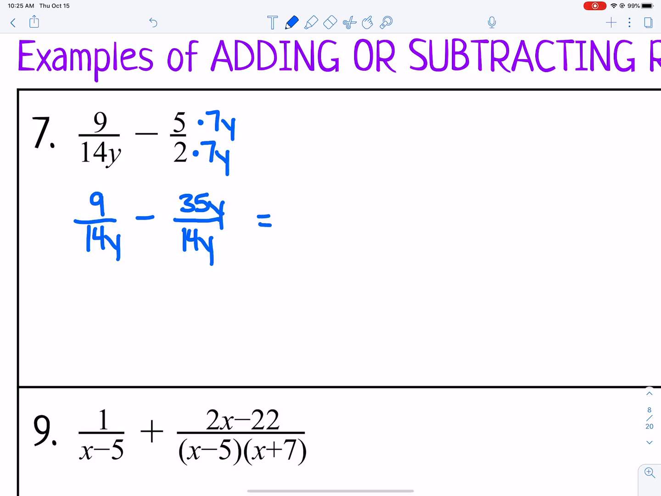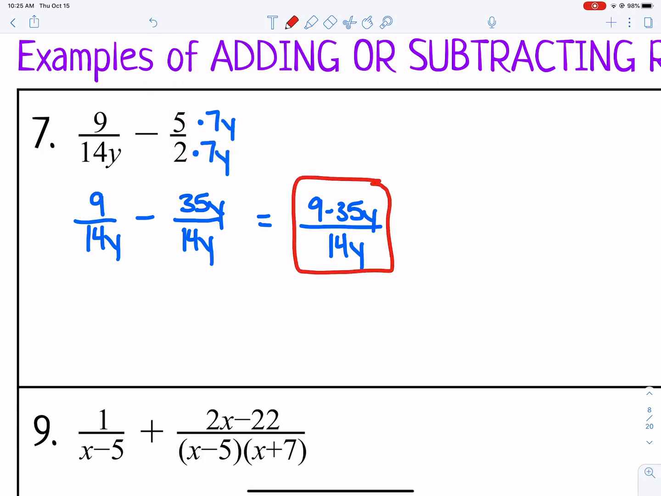And then I want to combine numerators and keep that least common denominator. So 9 minus 35y doesn't actually combine. Those are not like terms. So just write them down like that. Don't make up new rules. And then y cannot equal 0, because that is what would make that denominator 14y equal to 0.